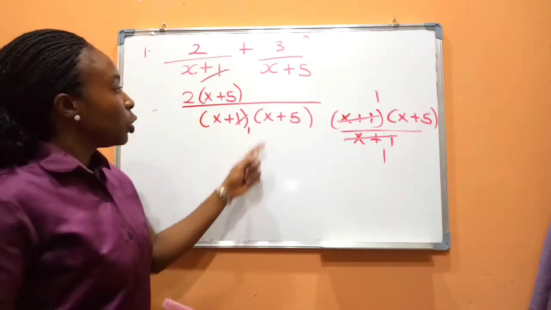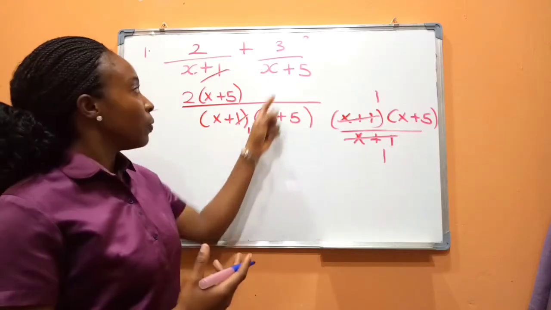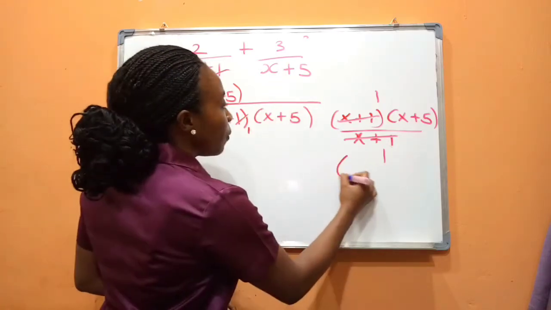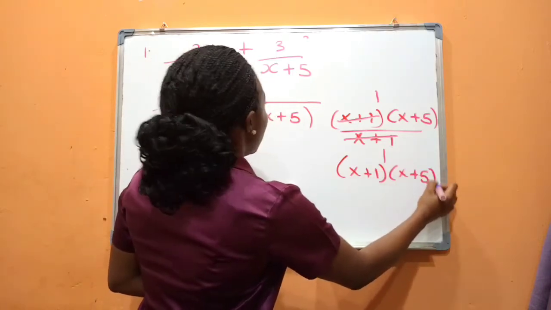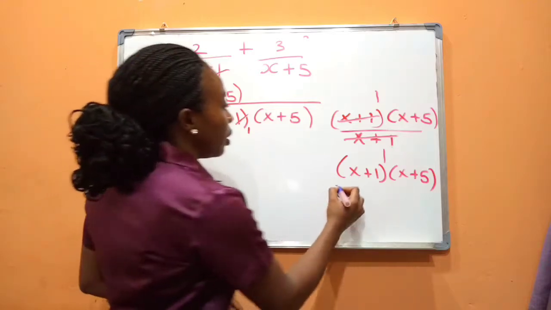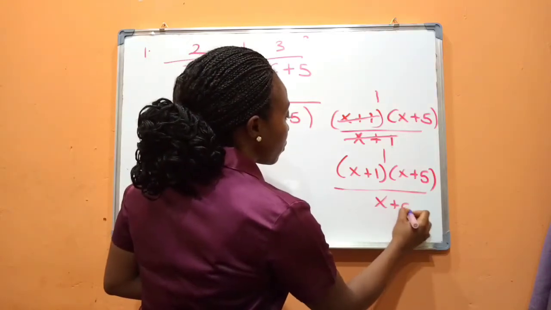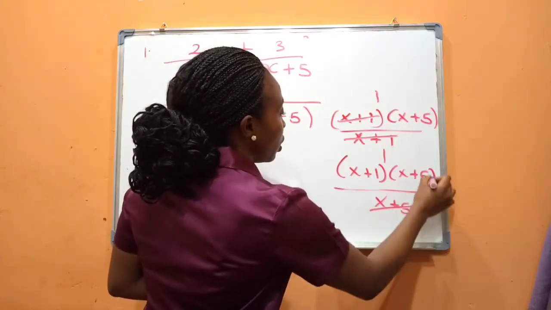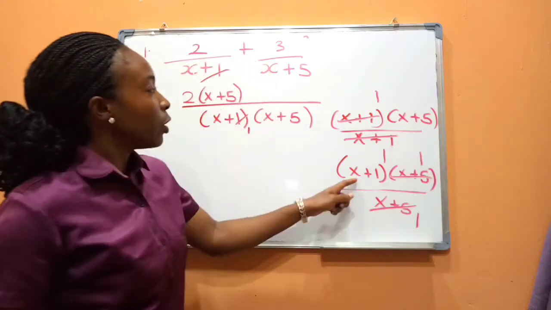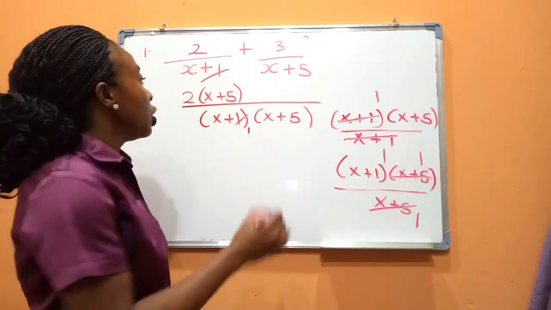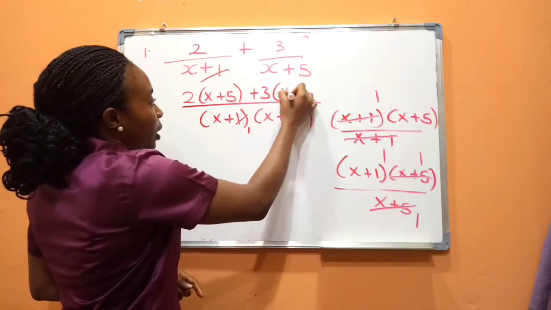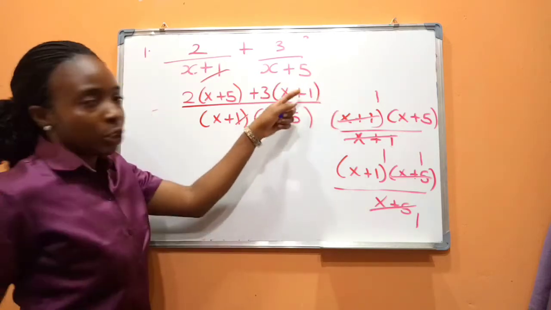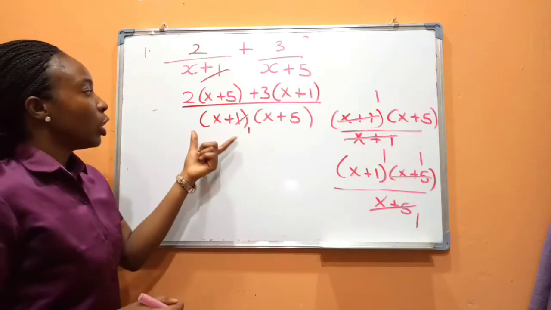Then we repeat the same thing for this one. We are going to have x plus 1, x plus 5 divided by x plus 5. This goes here 1, this goes here 1. So we are going to be left with x plus 1. So we are going to say plus 3 times what? x plus 1. You close the bracket. Now we've gotten to this stage.